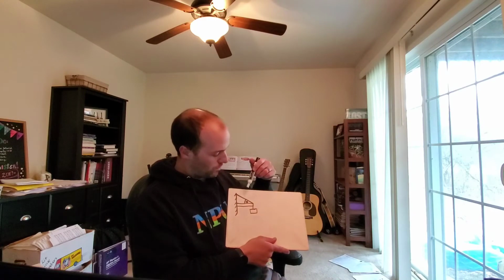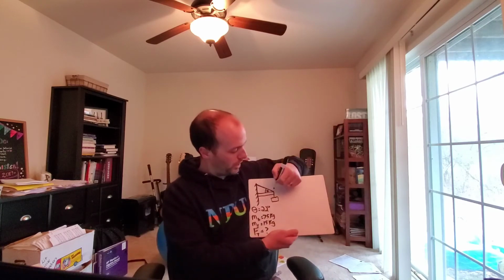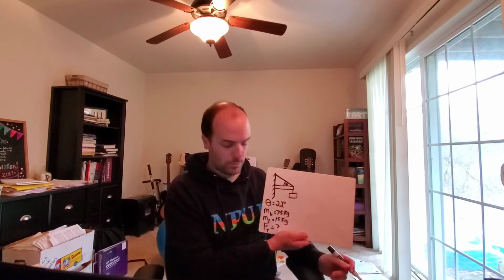All right, so let's get some numbers through and figure out what we've got to figure out. We're going to say that theta, in this case, is 22 degrees. Make sure your calculator is in degree mode. We're going to say the mass of the beam is 75 kilograms, and the mass of the sign is 15 kilograms. And we're going to look for the tension in the cable. So we're going to look at what force this cable is pulling back up.